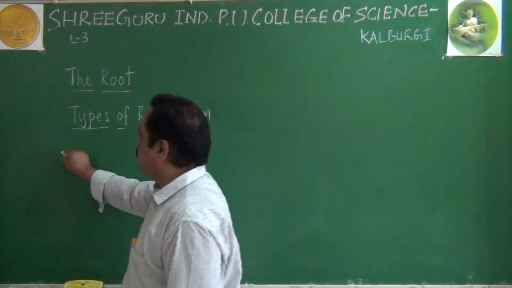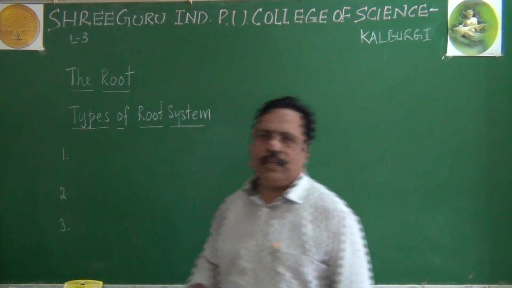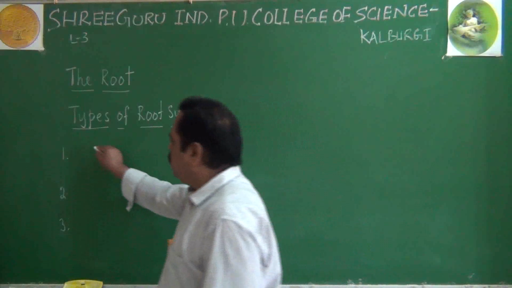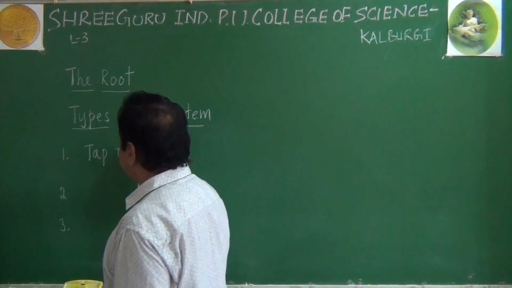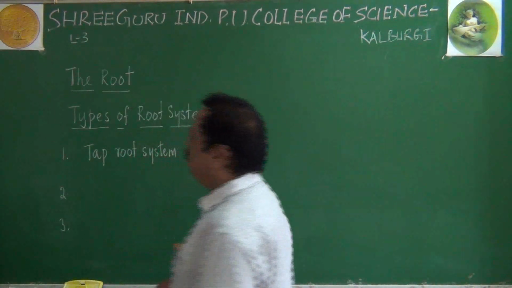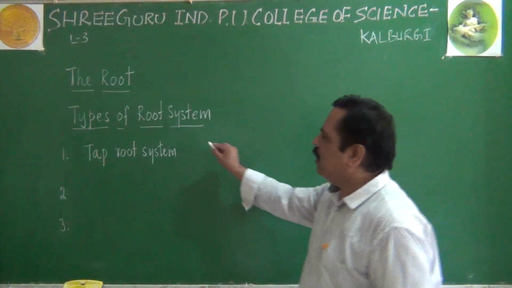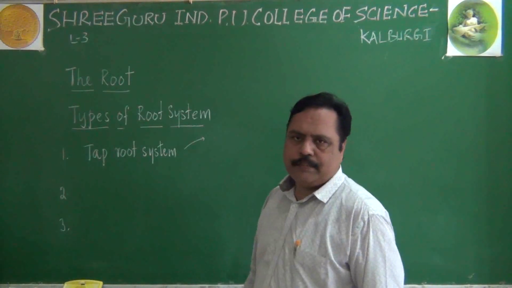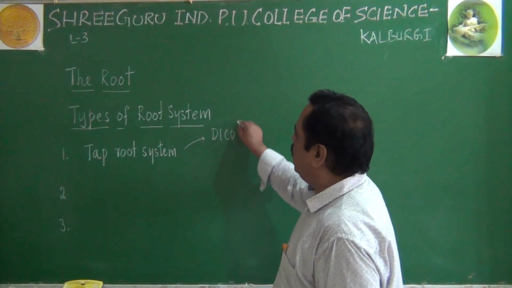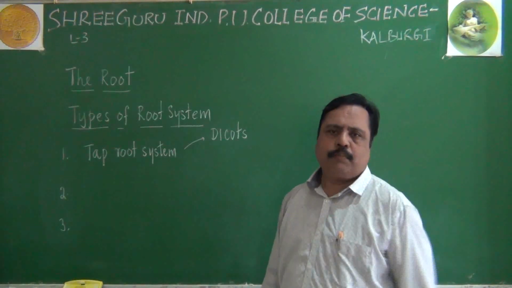Remember, in angiosperms, there are three major types of root system we have to understand. There are three types of root system present in angiosperm. The first one is known as taproot system, we can say here. Okay? Taproot system. That is the first type of system we have to understand here. What is the speciality of this taproot system? This type of root system will be mainly present in dicot plants only. So dicot plants, they are having taproot system.